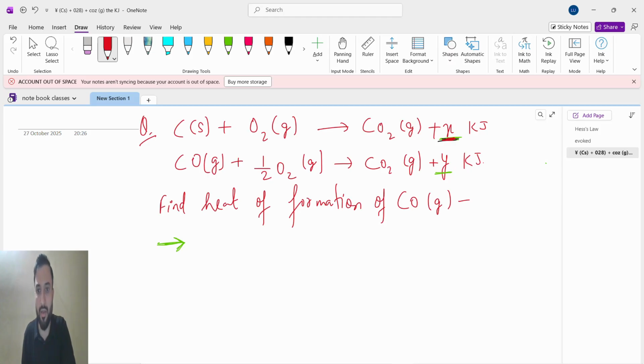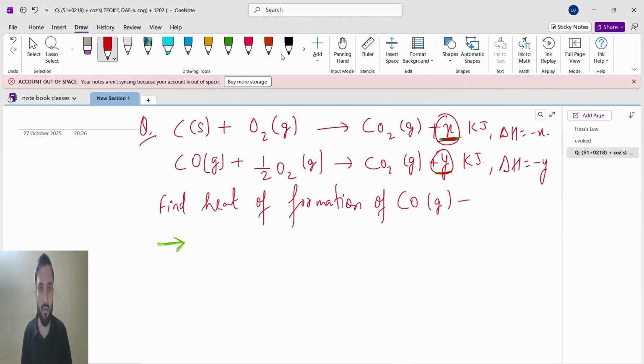So if heat is plus X, whenever the reaction takes place, heat will get released. Whenever heat gets released, delta H is minus X. And here also the heat will get released. Release means exothermic, and exothermic means delta H is minus. So here delta H will become minus X, and delta H will become minus Y. Correct? Yes, sir. Okay.